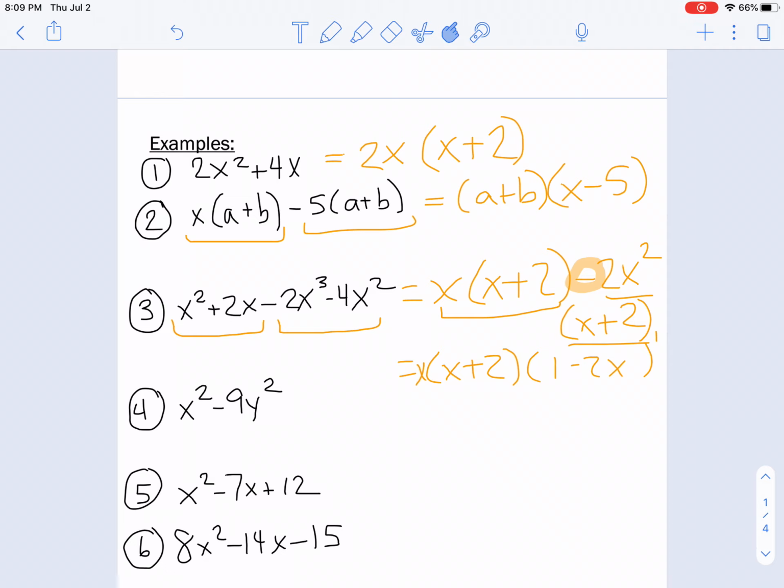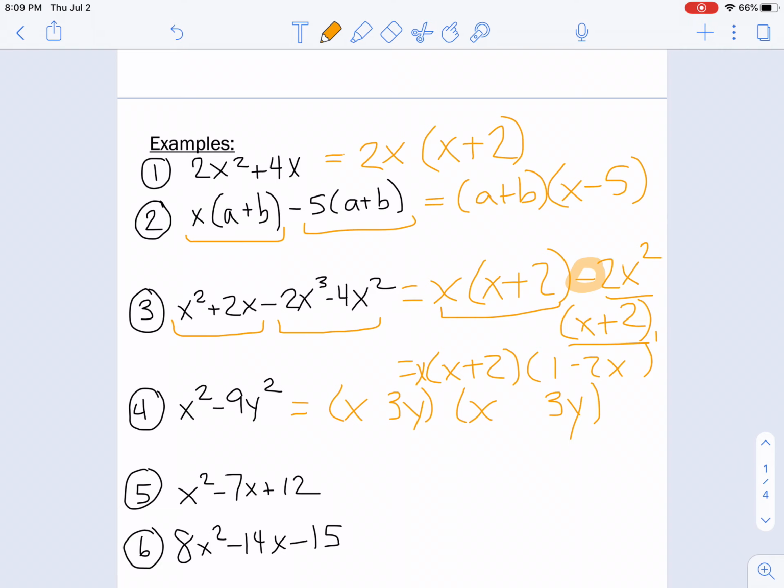Question 4 has 2 terms. So hopefully after you've checked for a common factor, you're thinking that that should be a difference of squares because we have a minus sign in between, a difference, and we have some nice perfect squares. So what you're going to do is you're going to take the square root of x squared. X times x is x squared. So I have an x at the beginning of each bracket. And then the square root of 9 is 3. And the square root of y squared is y. So we're going to have a 3y as the second term in each bracket.